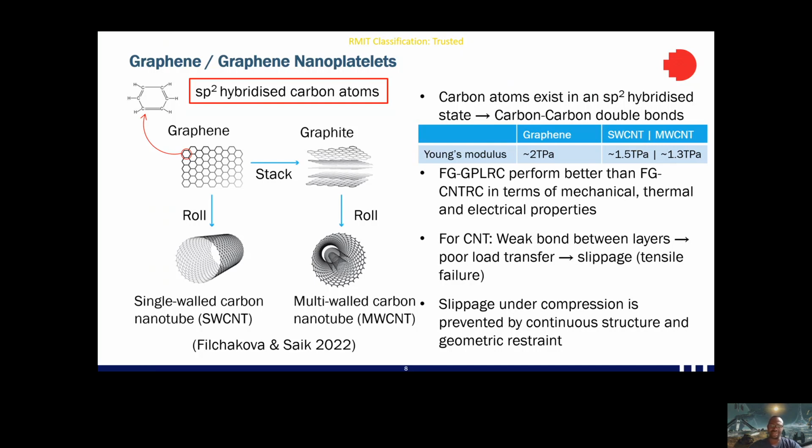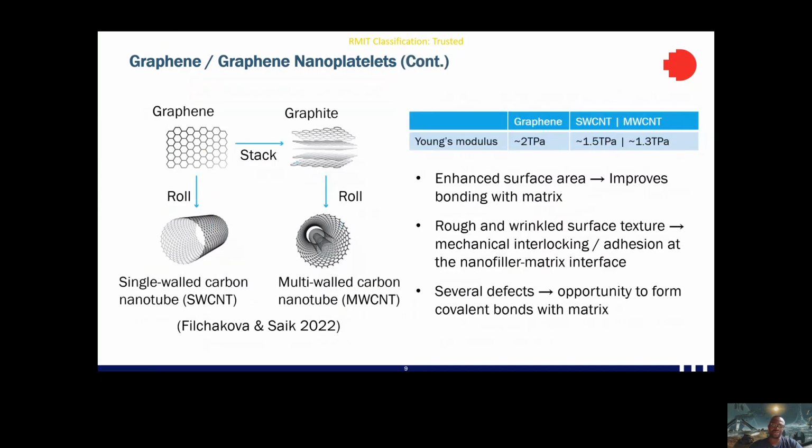And this is because carbon nanotubes possess weak van der Waals forces between them, which cause poor load transfer, as well as slippage in the case of tensile loading. However, graphene has a lot of properties which work in its favor. Specifically, graphene has a large surface area which facilitates the bonding between graphene and the matrix.